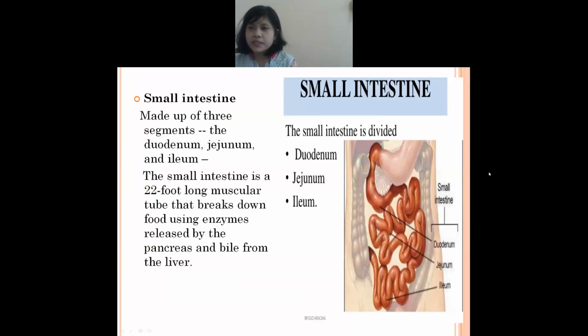Now the food is going towards the small intestine. The food from the stomach will go to the small intestine. This is the small intestine. You can see that it is divided into three parts. The first is the duodenum, the second is the jejunum, and the third is the ileum.